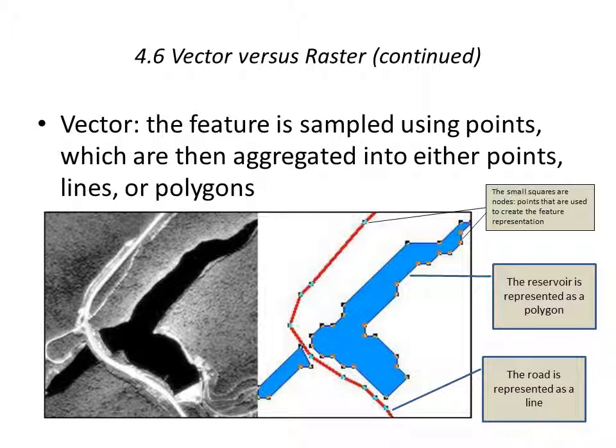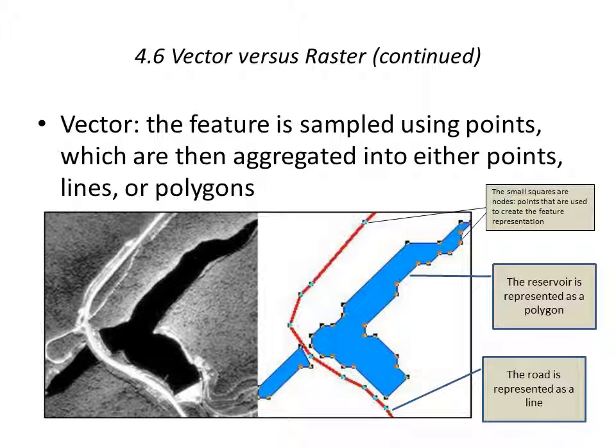Here's an example of vector. The feature is sampled using points, which are then aggregated into either points, lines, or polygons. In this case, we can see an aerial photograph of a reservoir and a road. In order to map out that reservoir and road, we could do it through a couple of different means. In this case, this is symbolized through a vector data model. The small squares are nodes. These are points that are used to create the feature representation.